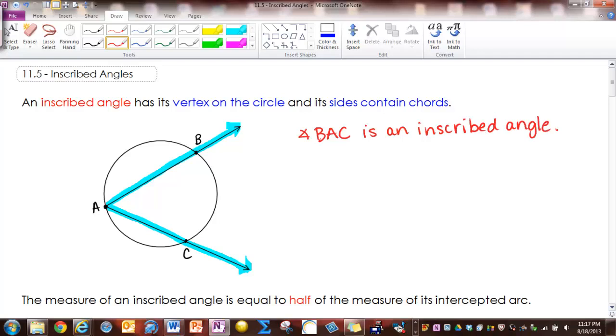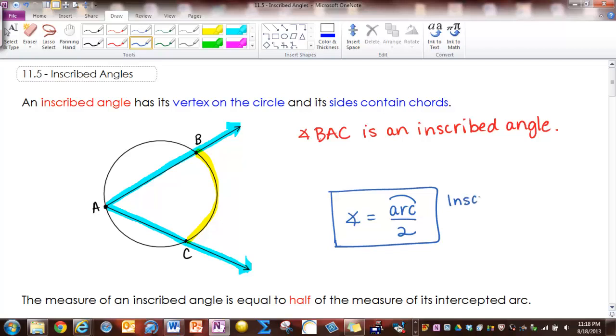Now, angle BAC's intercepted arc is the arc right here that you see in yellow, which is arc BC. The measure of an inscribed angle is equal to half of the measure of its intercepted arc. So, for shorthand, we write angle equals arc divided by 2. And this is the formula we're going to be using for all inscribed angles.